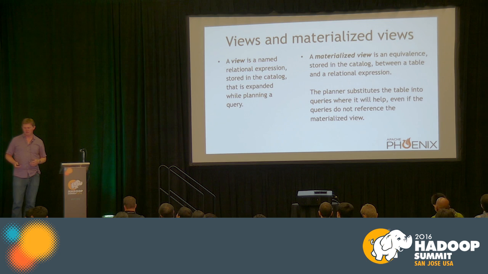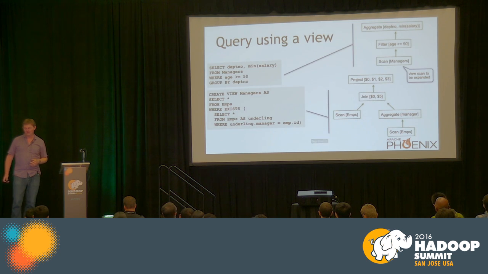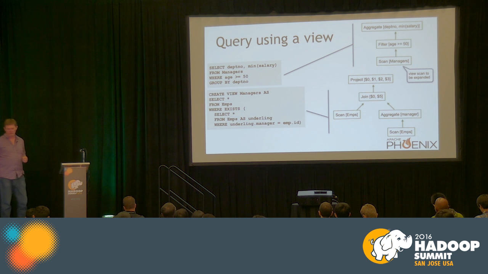So it's potentially a huge performance optimization. So here's a query using a view. Just wanted to show how view expansion works. At the bottom is the view, managers, which is all employees that have someone working for them. It's a self-join. And then at the top is a query that the user has written using managers.